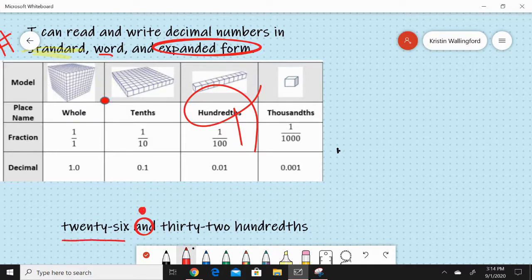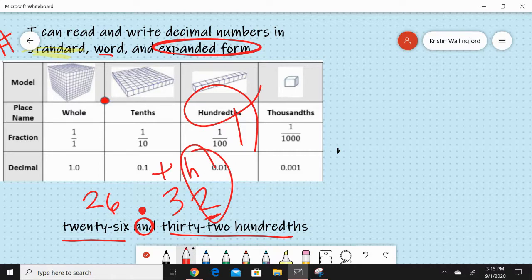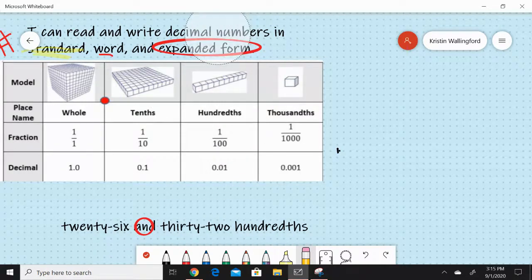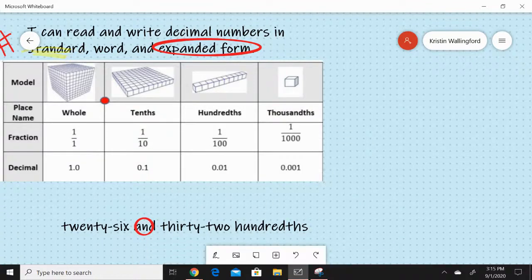Then I just write this number. What is it? 26. Over here, I got 32 hundredths. All right, 32. Now, this is important because 32 hundredths, this number has to end in the hundredths place. Okay, so I know it's TH. So yes, it's in the hundredths place. If it said thousands, it would be something different. All right, so those are usually pretty easy. As long as you can find the word "and," then you can rewrite the numbers.